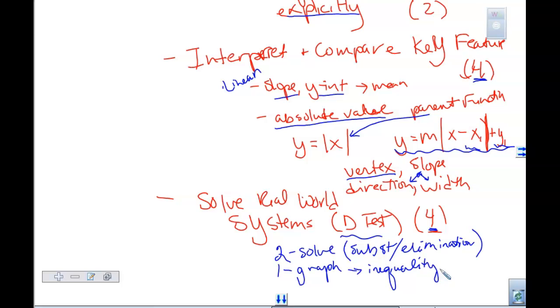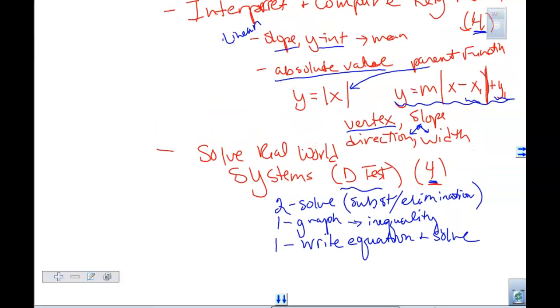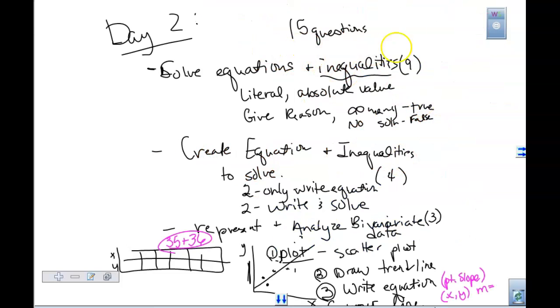And the last one is that you have to write the equation and solve. So on test D, we did one day, or the first part of the test, I gave it to you, you just wrote those equations, and then you solved it on the second half of the test. This time, obviously, we're just going to do it all in one. I'm hoping you know what you're doing and can write those equations. So, 15 questions, day 2.